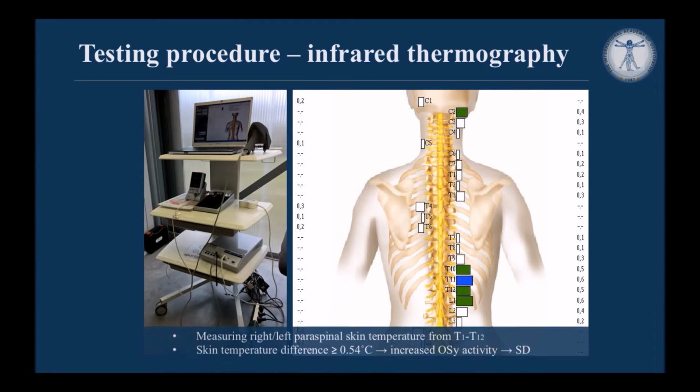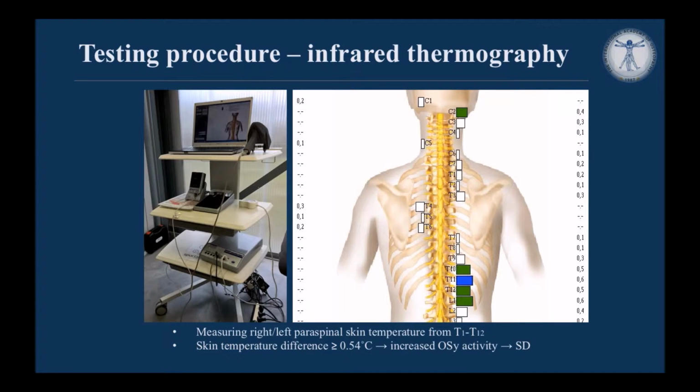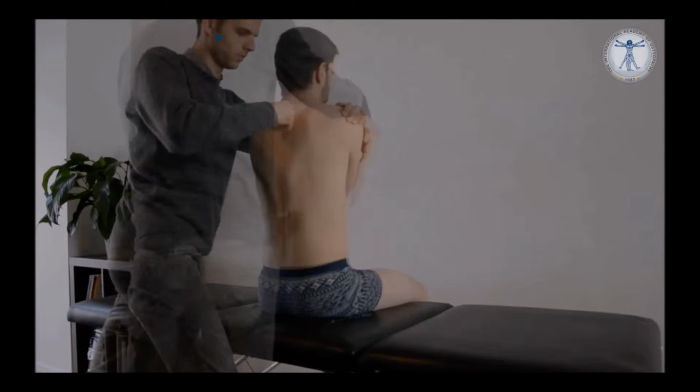Skin temperature differentials are shown as a colored bar on the computer screen. The color of the bar is determined by the magnitude of difference. A right-left paraspinal skin temperature difference above or equal to 0.54 degrees Celsius was counted as a significant increase of sympathetic activity. The procedure of the manual tests is explained in the following video.